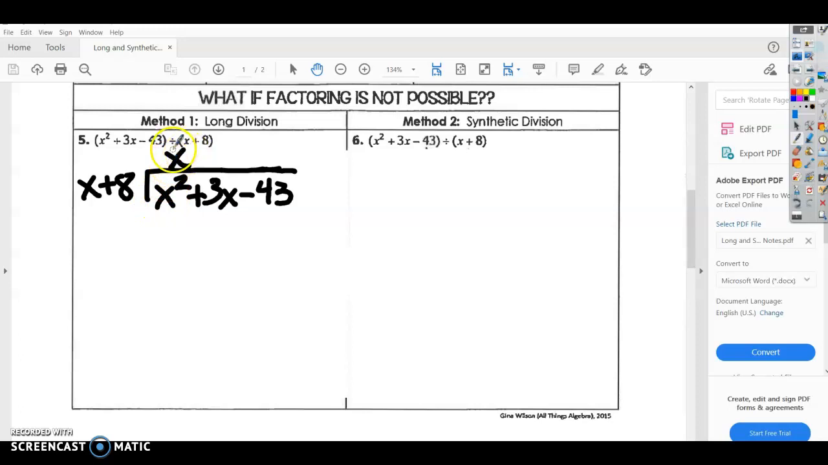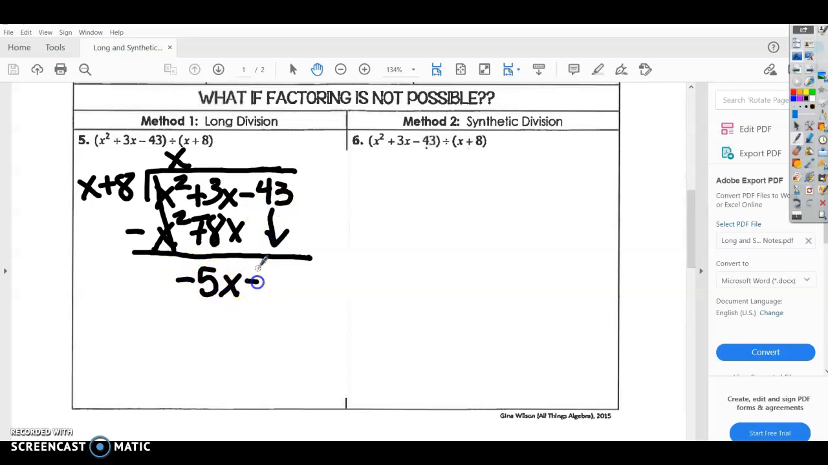Okay? Now, once we get this term, we need to multiply back, and underneath, we're going to put what we get. So we're going to have x times x is x squared, and then I have to do x times 8, which is 8x. Now, just like long division in 4th grade, we're going to subtract all the way across. So we subtract here, and we have to subtract this as well. So this one's going to cancel. 3 plus negative 8 is negative 5x. And then just like long division in 4th grade, we have to bring down the next term.